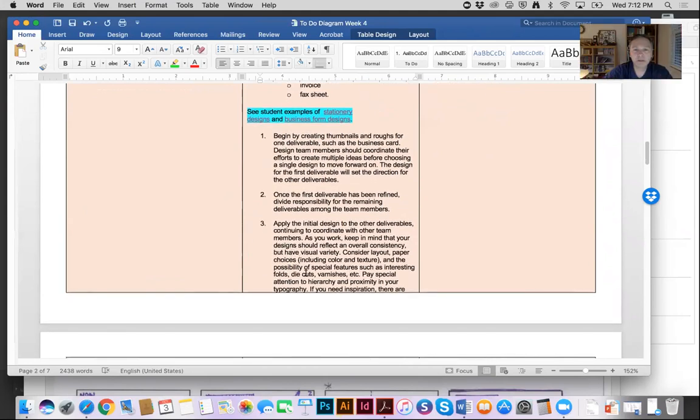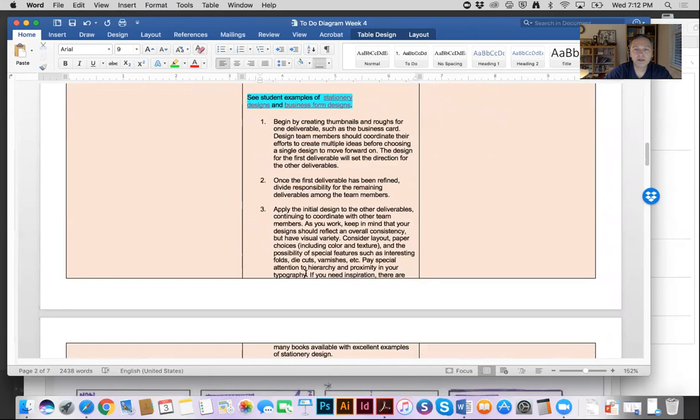1, 2, 3. Let's see, add the initial design to the other deliverables. That's where it got confusing. It said to apply to the other deliverables and then submit it all on the 4th day. So we thought everything had to be ready by the 4th day. Got it.